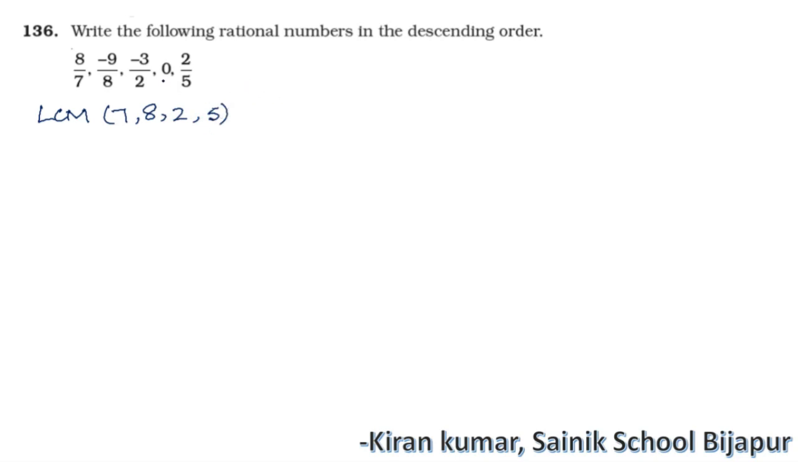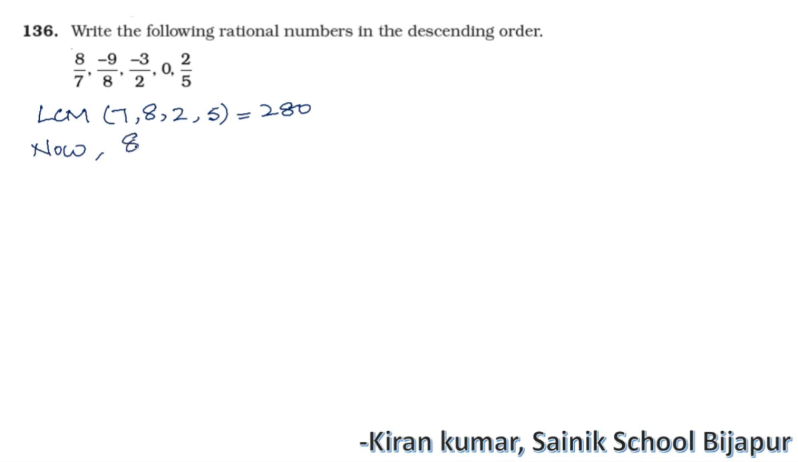If you observe, 0 is the same as 0/1. I am not considering that. Let's find the least common multiple. The least common multiple of 2 and 8 is 8, and 7 multiplied by 8 multiplied by 5 will be the LCM. This will become equal to 280.